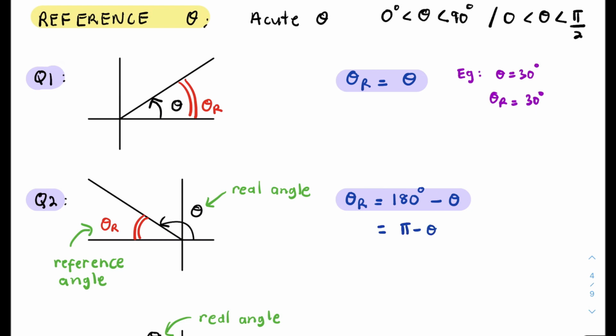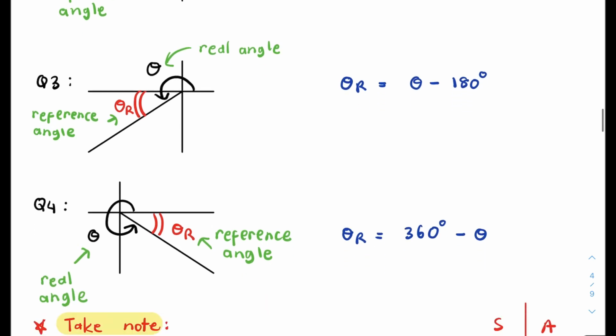Okay, for example, if you have the angle of 135 degrees, to find your reference angle you can put it as 180 minus 135, which gives you 45 degrees. Okay, now let's look at the third one, the third quadrant.